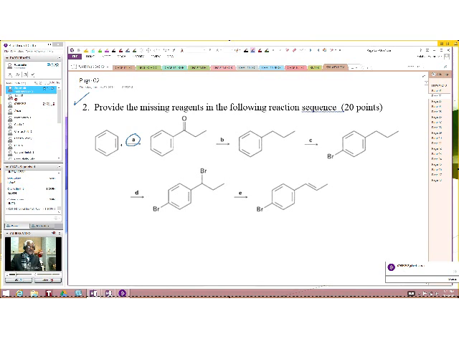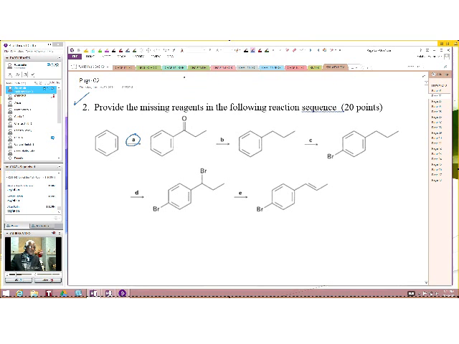What are we doing here? What type of reaction is this? From benzene to this molecule here. Anybody know? We are replacing this hydrogen here with this acyl group. Okay, acylation. Excellent. So this is called Friedel-Crafts acylation.